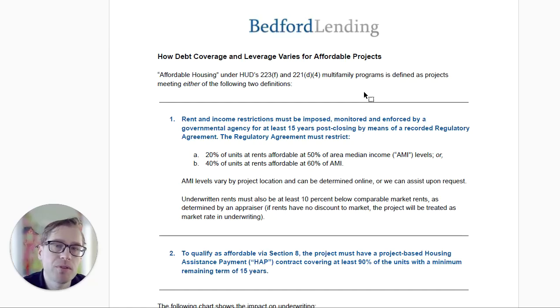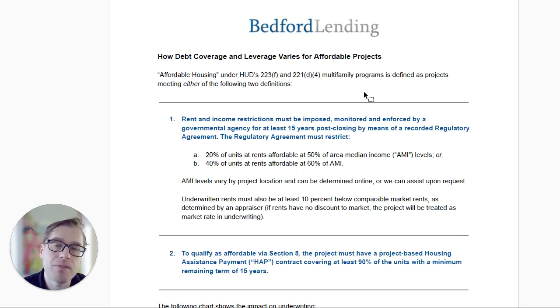A common misconception about HUD's multifamily loan programs, like the 223F program or the 221D4 program, is that when you think of HUD, you think of low-income housing, affordable housing. You assume that a property has to have some sort of affordability component in order to qualify for one of these loans. And that's not the case. You can have an apartment building that's 100% unrestricted, 100% luxury, no rent ceilings imposed whatsoever.